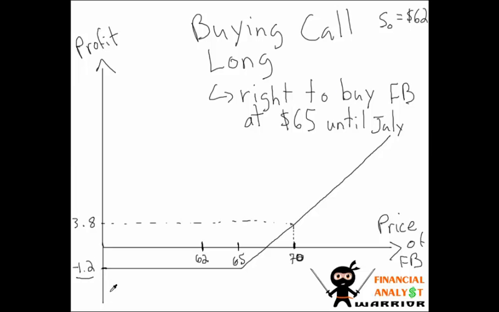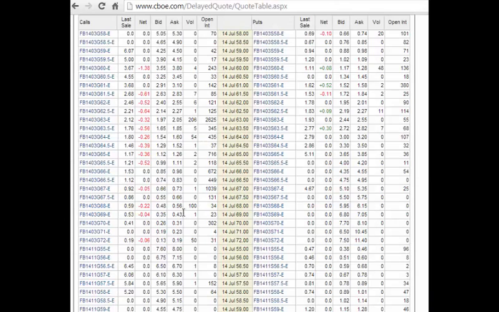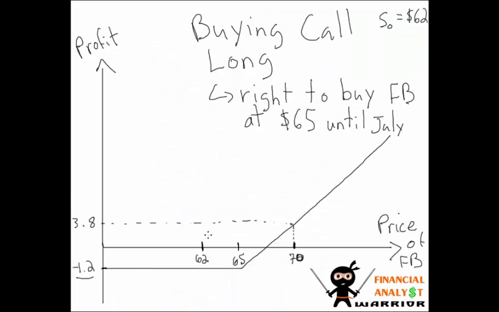$1.20, that's about what we saw here. Let's say here, you would actually spend $1.26, but somewhere around that. So that's how much money you lose. If the price stays at 62, you don't make any money and you lose your $1.20. So that's buying a call.